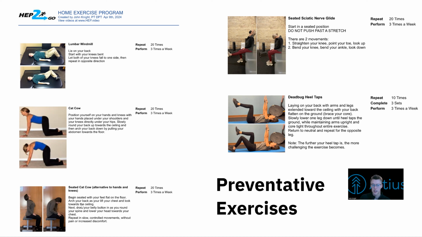The alternative is you can also do this when you're sitting down if you have a hard time getting on your knees. And then this up here, you might not be able to see this here. This is called a sciatic nerve glide. So this person is sitting down. They're going to extend their knee, and then I want you to point your toe as you extend and straighten your knee, and then look up to the ceiling.